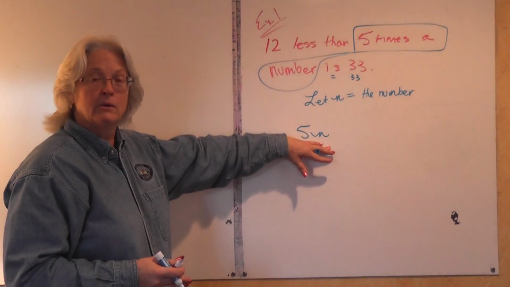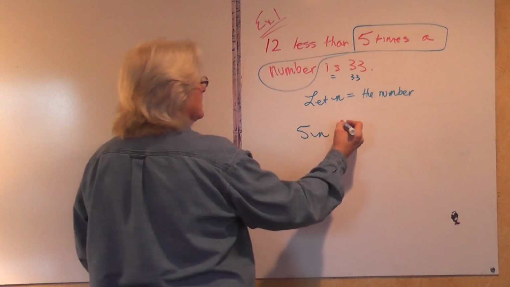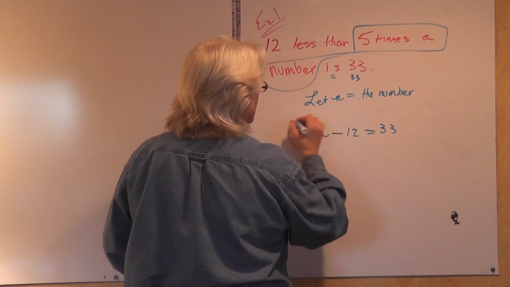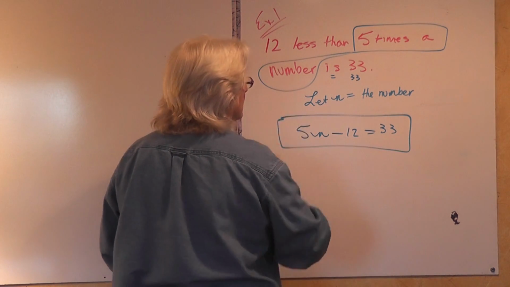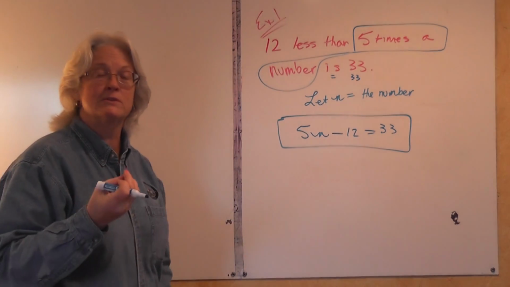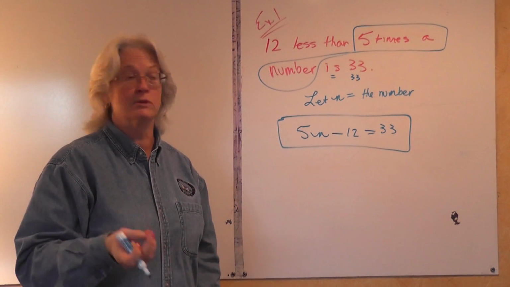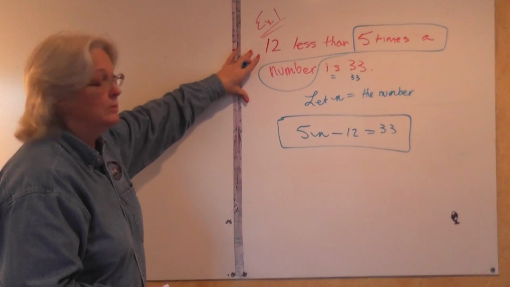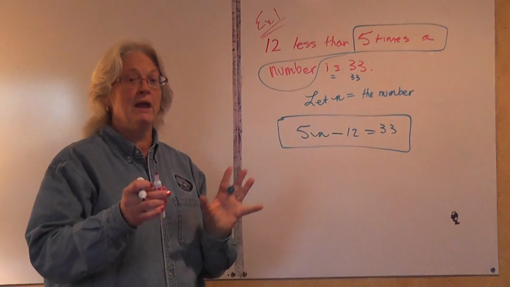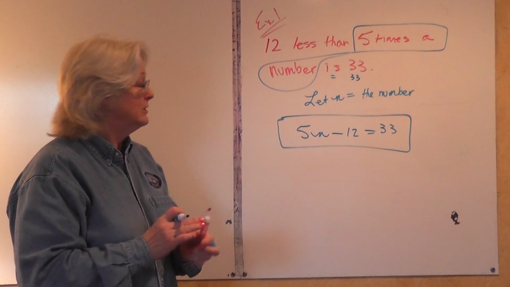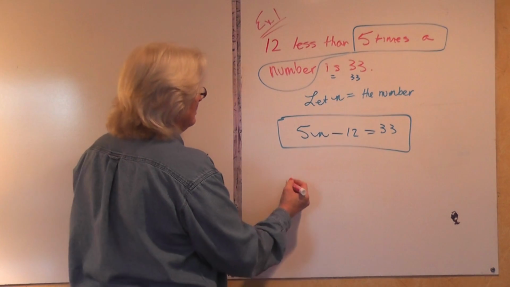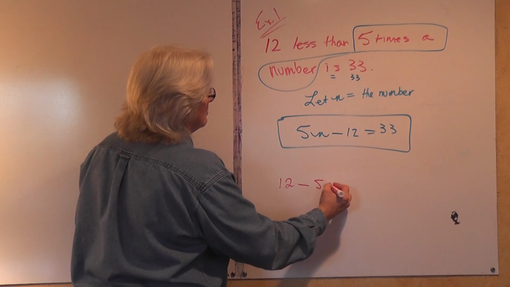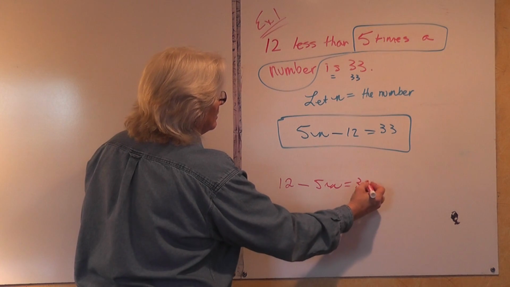We begin with 5 times a number, and we subtract 12 from that to say that we end up with the difference of 33. And you'll remember the difference is the solution to a subtraction problem. Now, what might you be tempted to do with this equation if you weren't paying attention to what's being said here? Yeah, that's exactly what you would do. You would say 12 less than 5 times a number is equal to 33.